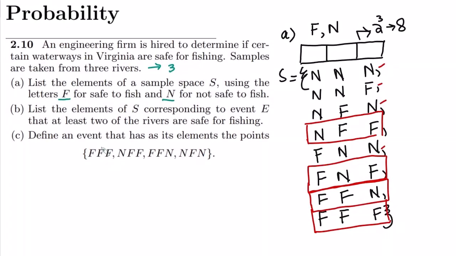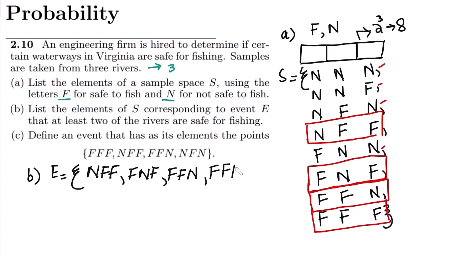So now let me solve it here. The E will be equal to what? Let me write these samples here. So NFF, the second one is FNF, then FFN, and the last one is FFF. So we can see that here we have the condition that at least 2 of the rivers are safe. So at least 2 means 2 or more than 2.